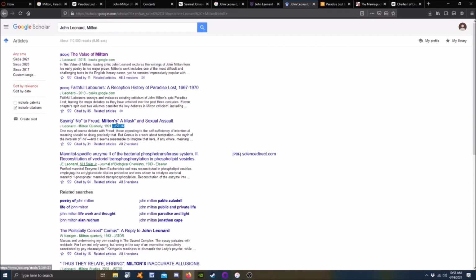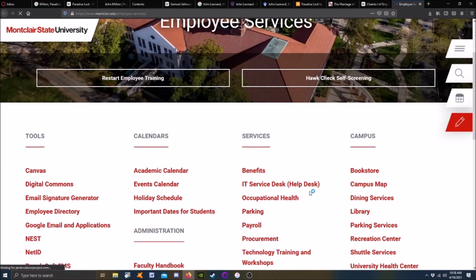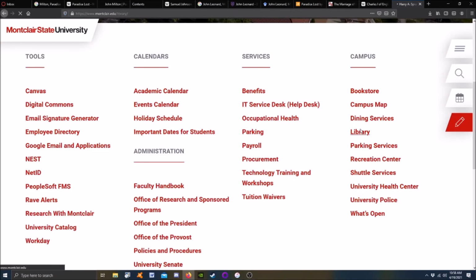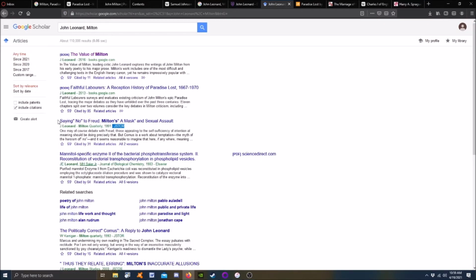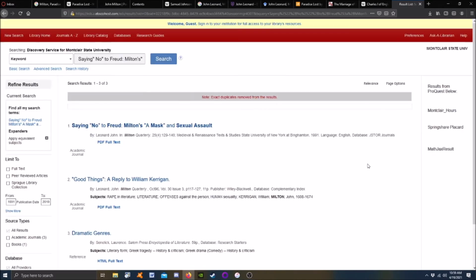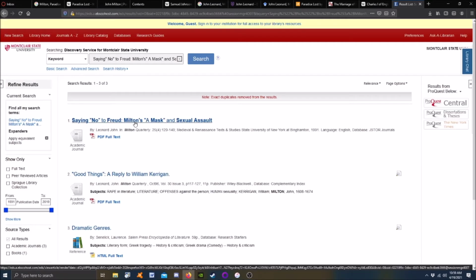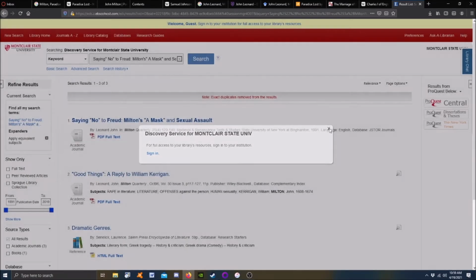We can also find, now that we've got the name of an essay, now that we've got an actual source to look for, we can track it down through one of those library databases. So let's bring up our favorite library page real fast. Now we can search for a specific article, something we are specifically looking for, and that'll make our searching way easier. So we can just copy the article name in here, and hopefully the library will direct us. Bam! Saying No to Freud, Milton's A Mask and Sexual Assault, PDF full text. All we have to do is sign in, and it is all ours.